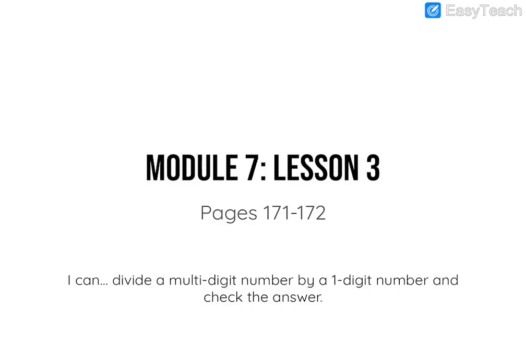Our I can statement is, I can divide a multi-digit number by a one-digit number and check the answer. So we're going to be using long division again, and this time we're adding in that step of checking our answer. How do we confirm that our answer is correct?